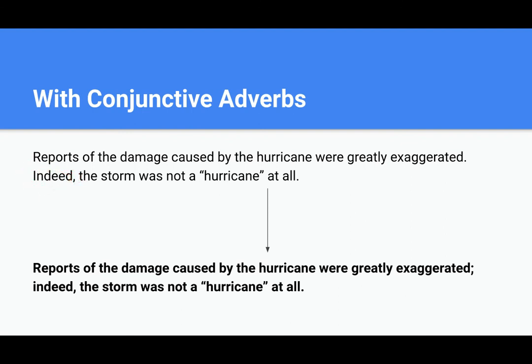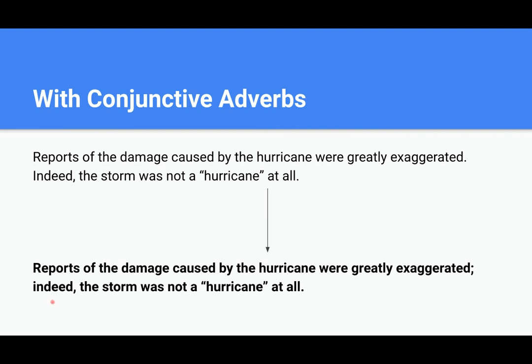So to combine them, all you do is semicolon, conjunctive adverb, comma. Reports of the damage caused by the hurricane were greatly exaggerated, semicolon. Indeed, comma. Remember, you need the semicolon before the conjunctive adverb, the comma after. So if this was however, it would be semicolon, however, comma. Moreover, semicolon, moreover, comma. If it was also, semicolon, also, comma. You need both of those pieces of punctuation in order for the sentence to be grammatically correct.